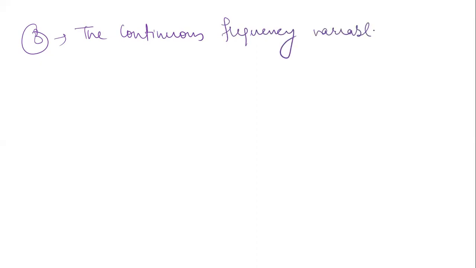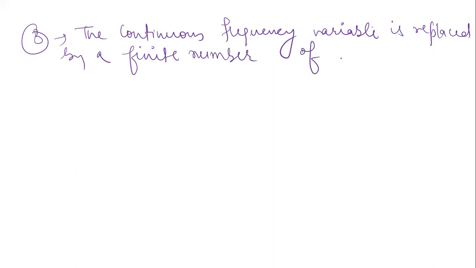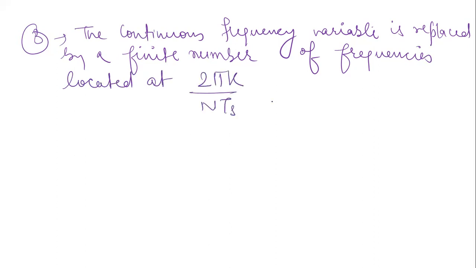And the third is, the continuous frequency variable is replaced by a finite number of frequencies located at 2 pi k by N Ts, where Ts is sampling time.